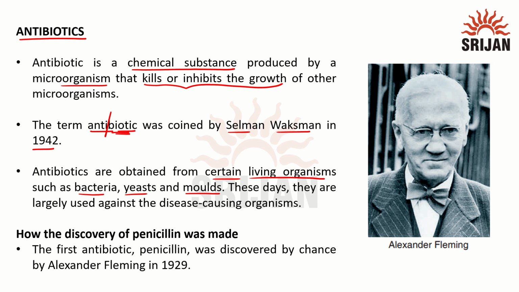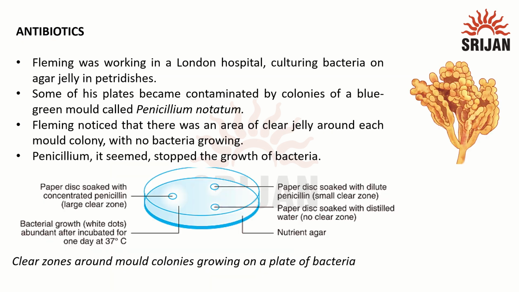Now if we see who discovered the first antibiotic, the first antibiotic named penicillin was discovered by chance by a scientist, that is Alexander Fleming, in 1929. So we can see the picture of Alexander Fleming here. How did we discover it by chance? Fleming was working in a London hospital. He was culturing bacteria on agar jelly in petri dishes. Petri dishes are these glass bowls. Some of these plates became contaminated by colonies of a blue-green mold known as Penicillium notatum.